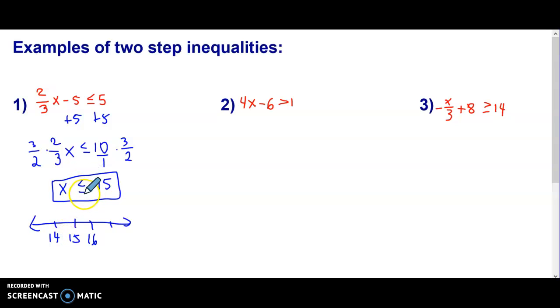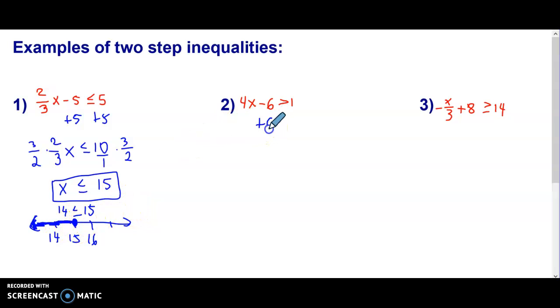So because I have the equal, that means I'm allowed to include the 15 also. So closed circle, which means I'm allowed to have that as an answer. And then because it says less than, this arrow always points to where you need to be shading if the variable is to the left. Again, I can choose anything within the shaded area. 14 will be working, and so on. A lot of answers, many answers, and we'll show them by shading.